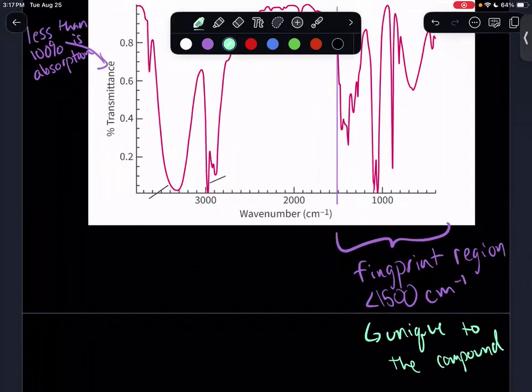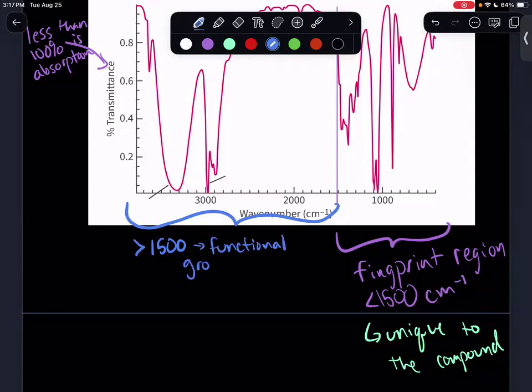So every molecule is going to have its own very specific fingerprint region. Now, here's the thing. We are not going to focus on that region in the DP curriculum. We're actually going to focus on this region. So greater than 1500 is what we call the functional group region. And exactly like the name, we can identify functional groups in a molecule.